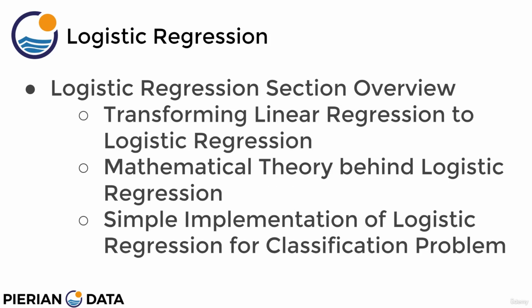So in this section of the course, we'll first discuss how to transform the linear regression algorithm to logistic regression using the sigmoid function, otherwise known as the logistic function. So we'll see the direct transformation going from linear regression for continuous labels to logistic regression for categorical labels. Then we'll discuss the mathematical theory behind logistic regression, including how to solve its gradient descent problem. Then we'll switch gears to Python and scikit-learn for a simple implementation of logistic regression for classification.